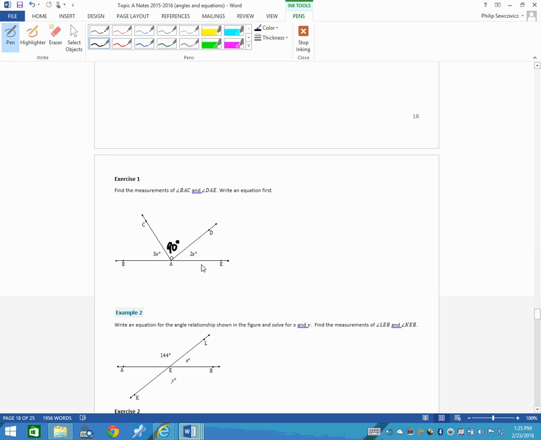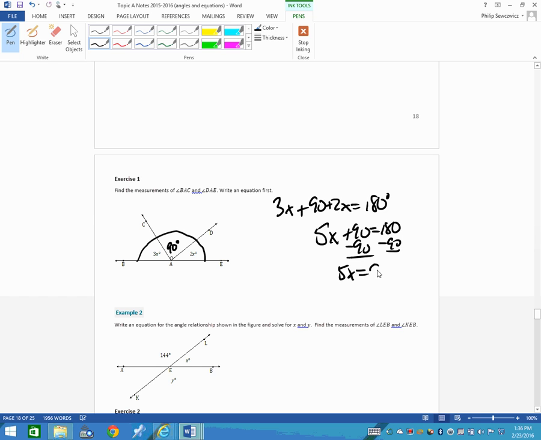And again, we should see the straight path of points, so we know all of this has to add up to 180. So 3x plus 90 plus 2x has to result in 180 degrees. And again, we want to see your solving equation skills, so combine your like terms. 3x plus 2x is... yeah, it's 5x. Now we're going to undo any addition or subtraction. So we're going to subtract the 90 from both sides, which leaves us with 5x equals 90.